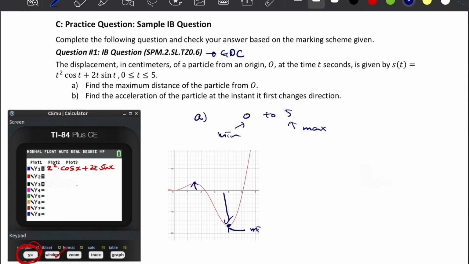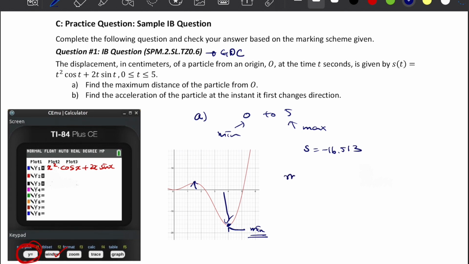You can use the minimum function tab on your GDC to calculate it. Then we get an s value equal to negative 16.513, so the maximum distance is 16.5 centimeters.